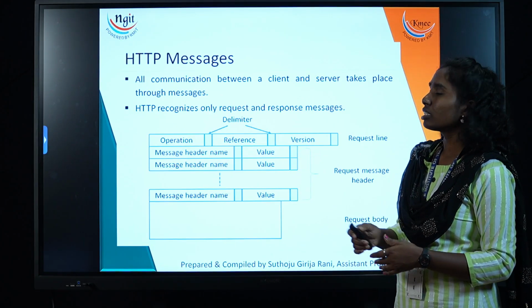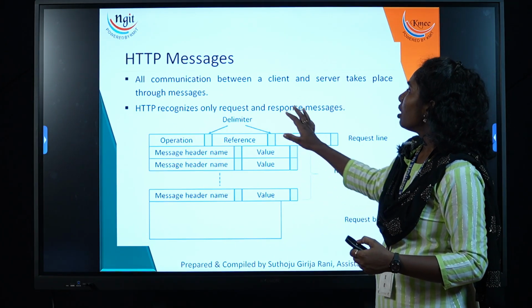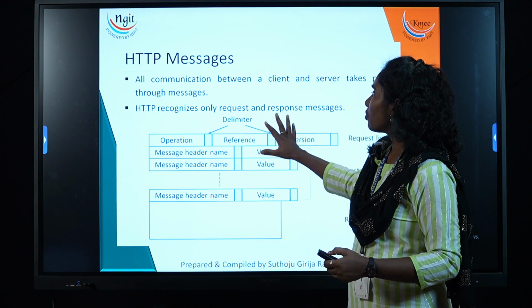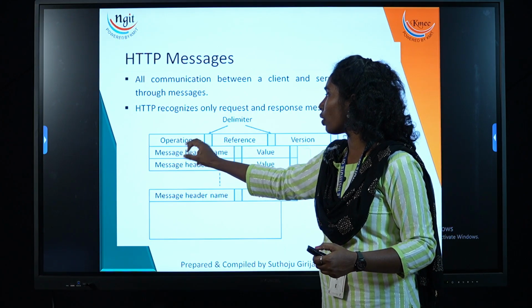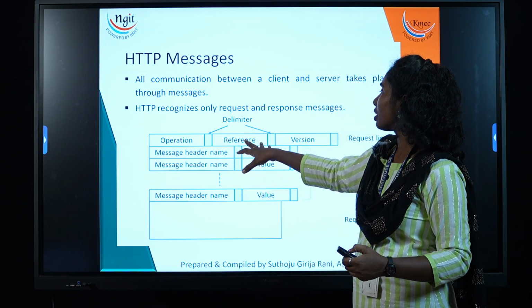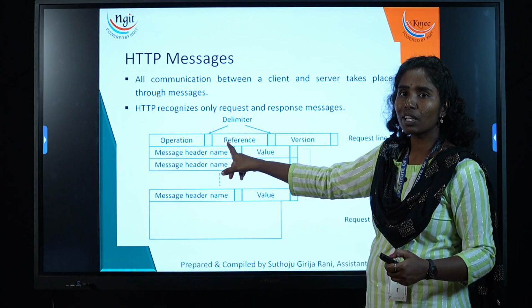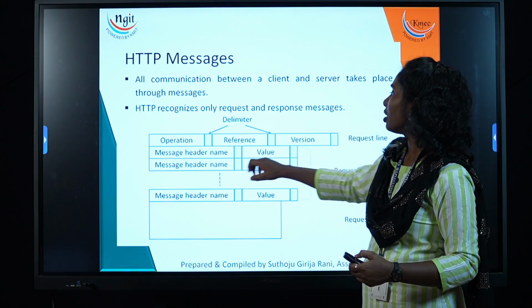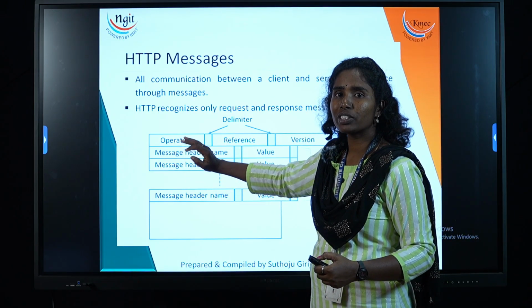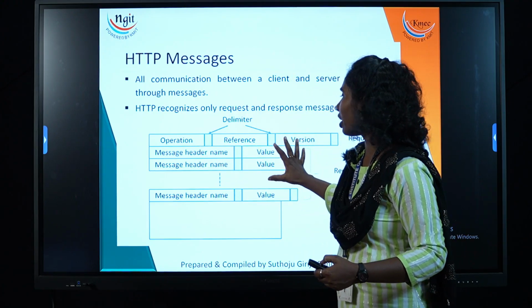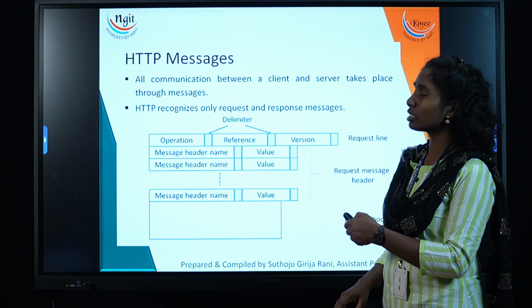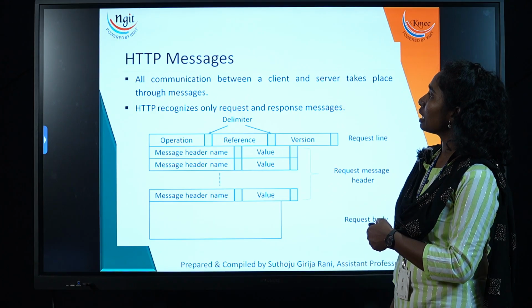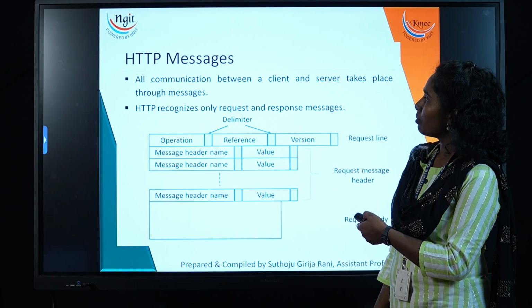Next are the messages. Coming to the message types between the client and server, we have to follow this format: what operation we are performing, what the reference is, the delimiters we are forwarding, and the version. Now coming to the message format, we should have the message header names and the values. In this format, our messages will be available in the HTTP messages.